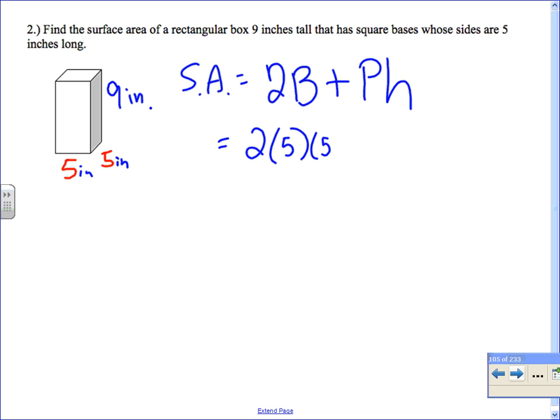Plus, Annalise, how do we find the perimeter of the base? How do we find it? Don't tell me the answer. How do you find the perimeter of the base?